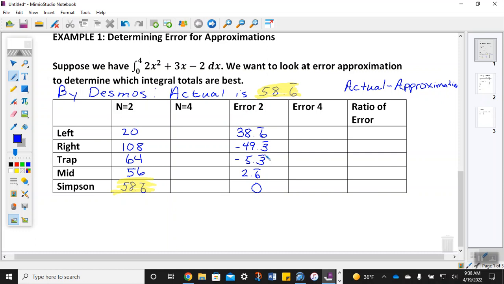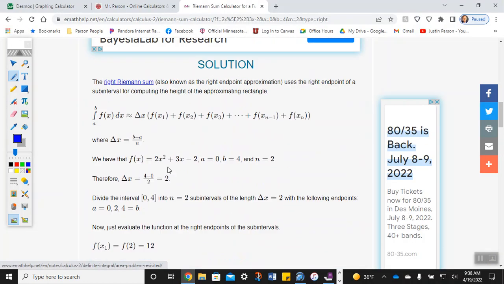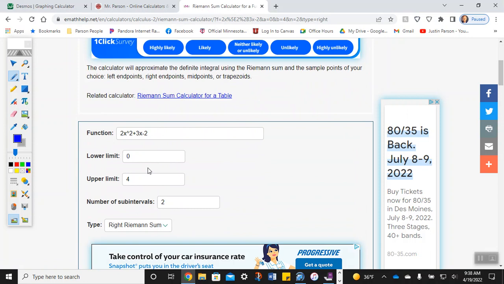We're going to do the same thing for how many intervals now? 4. So I'm going to jump back into this calculator right here. It's pretty nifty. Back in this calculator, I've got to go back up. Same integral, lower limit 0 to 4, but how many intervals this time? 4.